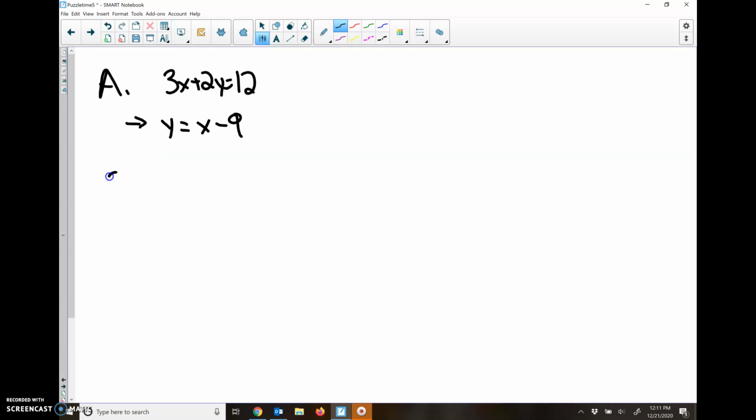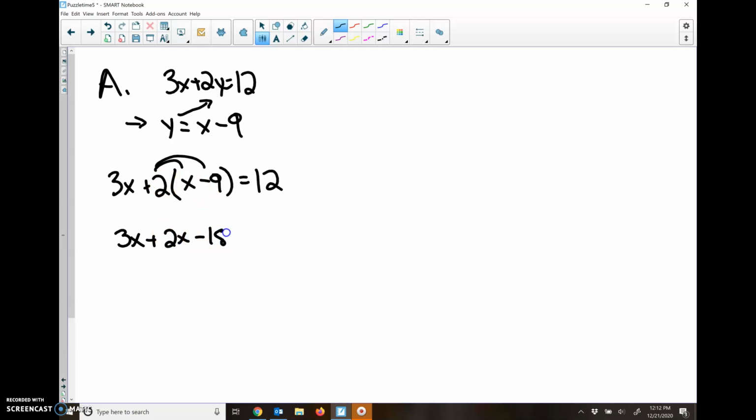So I'm going to take off this y in the first equation. So 3x plus 2, and I'm not going to put y in there. I'm going to put x minus 9 because I know that's what y equals. So instead of 3x plus 2y, I'm going to put 3x plus 2, and then I'm going to put this x minus 9 in the parentheses. So now when I distribute here, I get 3x plus 2 times x is 2x, 2 times 9 is 18, and it still equals 12.